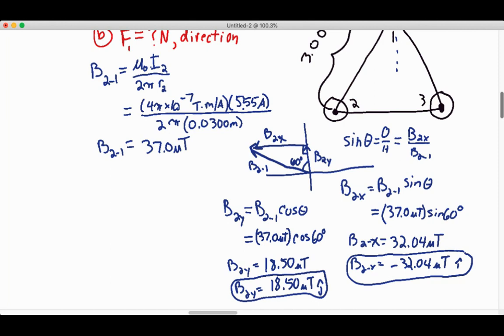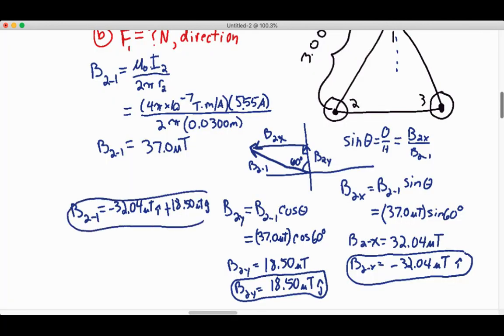So we've got parts of our answers there, which means if we put the whole thing together and we write the whole thing in unit vector notation, we're going to get B2 on 1 is equal to minus 32.04 microtesla i hat, plus 18.50 microtesla j hat. So that's our x and y components together. So that's part of what we need.